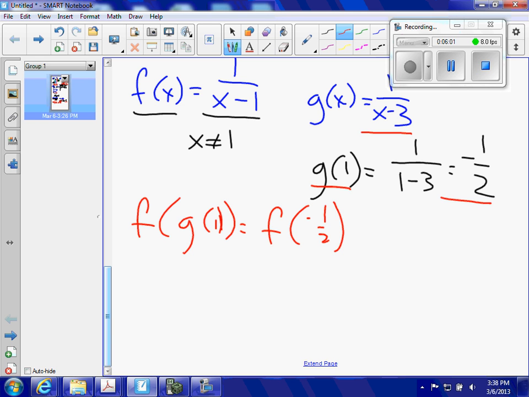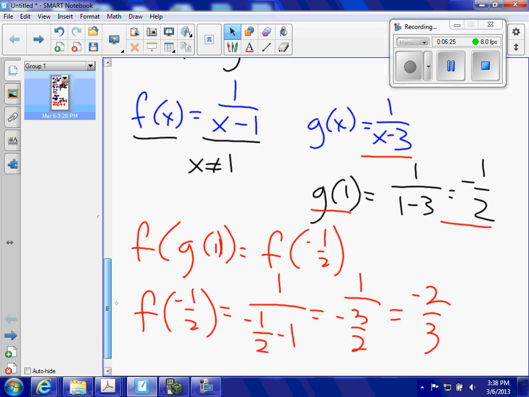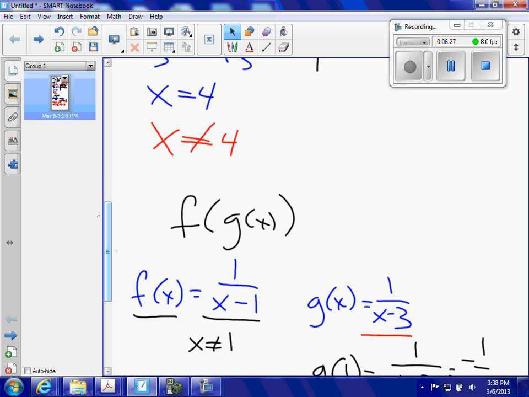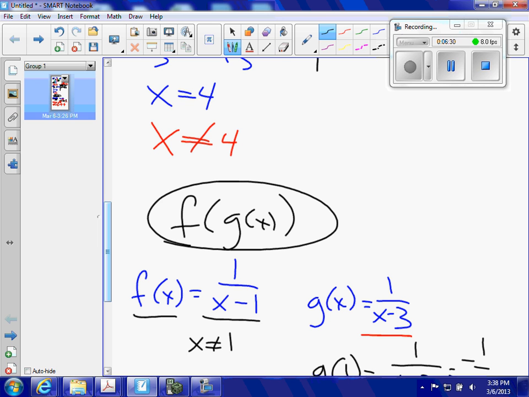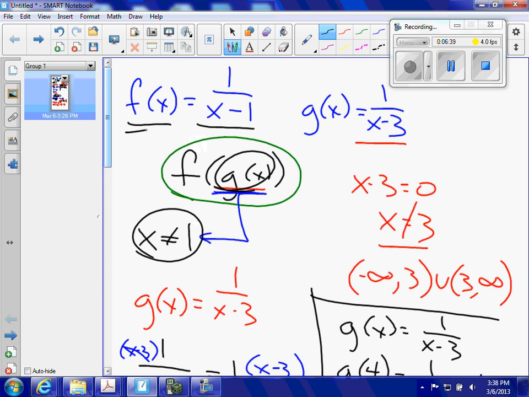And I can plug that in. So f of negative 1/2 is equal to 1 over negative 1/2 minus 1, which is equal to 1 over negative 3/2, which is equal to negative 2/3. There's no problem with negative 2/3. So if x is equal to 1, it doesn't impact my composite function. Even though 1 doesn't work for f of x alone, I'm not concerned with f of x alone. I'm concerned with the composite function.